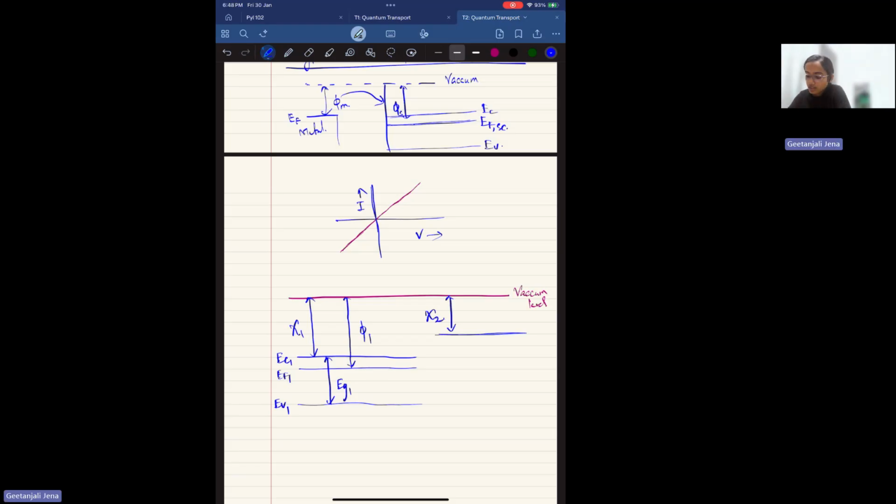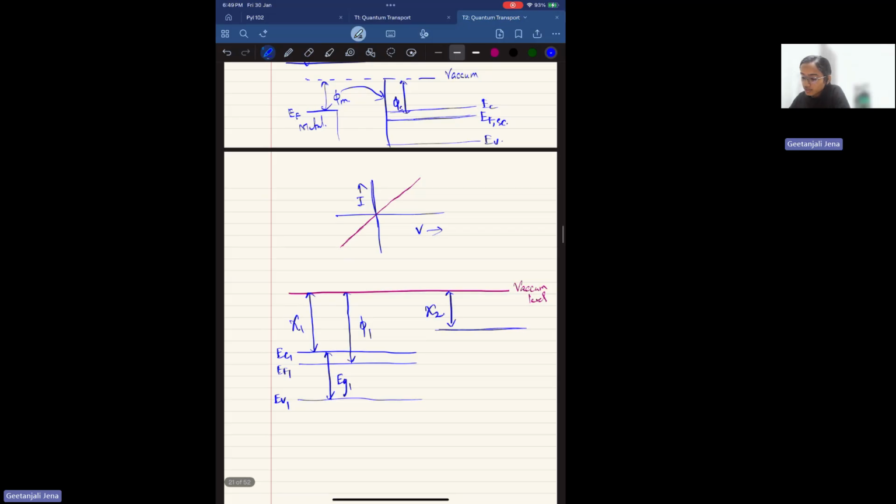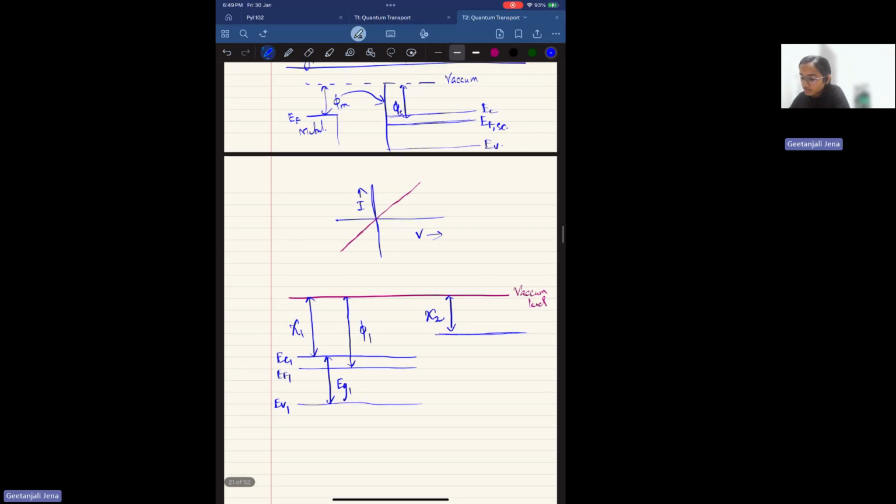The level is at a distance of, let's say, EC1 minus... the levels are getting lifted for this second case. This is not on the same level. So this is EC2, Fermi level is here. So that means this energy difference will be the work function.